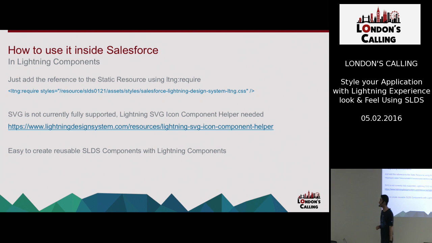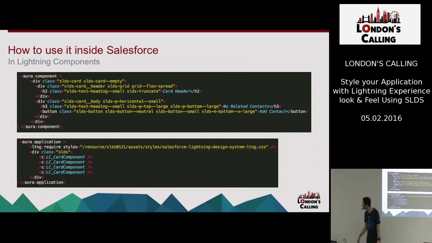And the good thing is that it's really easy to create SLDS components inside Lightning components that you can reuse easily later. So if we look at the code, the first part is the Aura component, and the second is the application that is calling this component. You will see that the first part of the component is almost just copy-pasted from the documentation too. In my application, I am inserting my CSS framework from the design system.